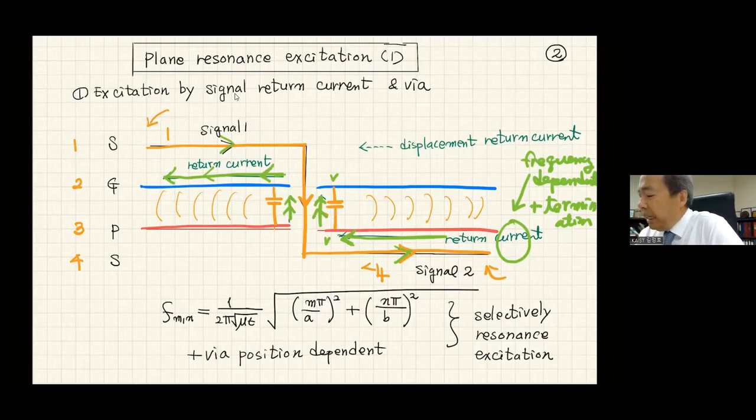But this is not the end. If you have displacement current, it becomes a source current for excitation of an electromagnetic field that will propagate along this power and ground plane. The end of this power and ground plane is open, so the wave is going to be reflected. This wave will be reflected again at some point in the middle or at the end. So there will be multiple reflections, and it is going to create a standing wave.